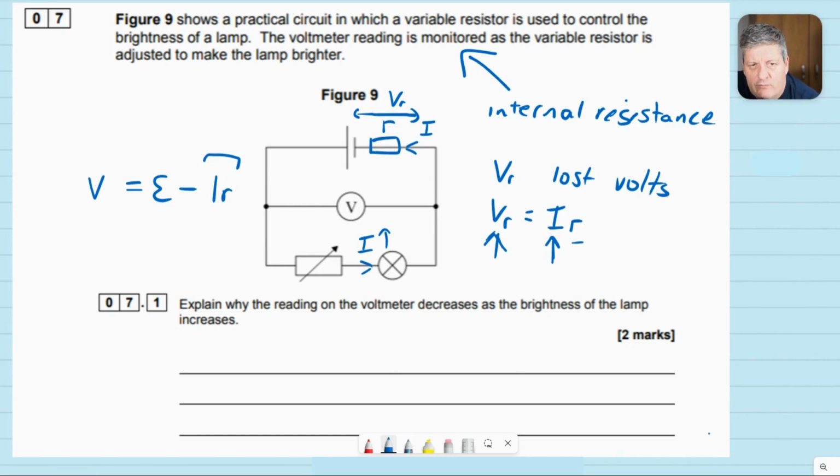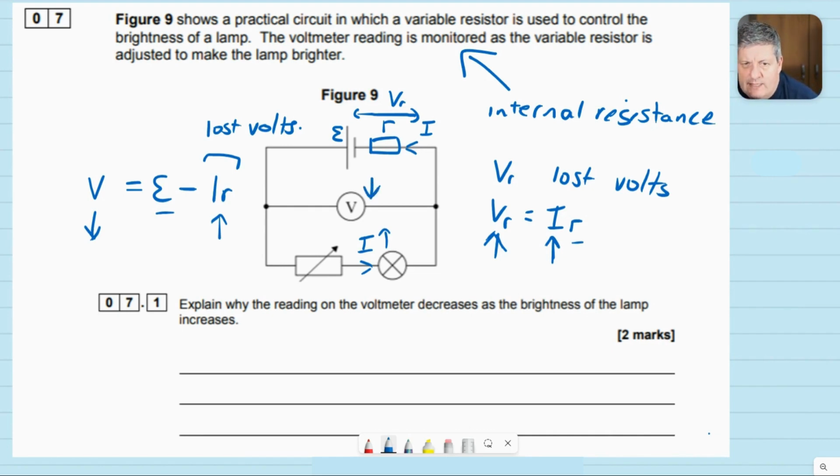This part of the equation, Ir, is the lost volts, and this E is the EMF of the cell, which is the maximum energy per unit charge supplied, and some of that is going to be lost. So as the lost volts increases, the EMF being a fixed value, the terminal PD, which is the reading on the voltmeter, will decrease.